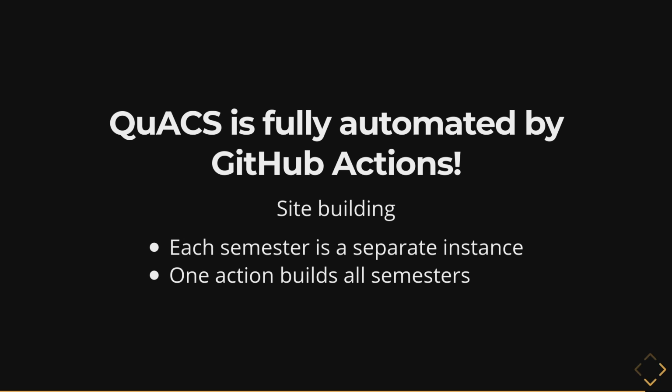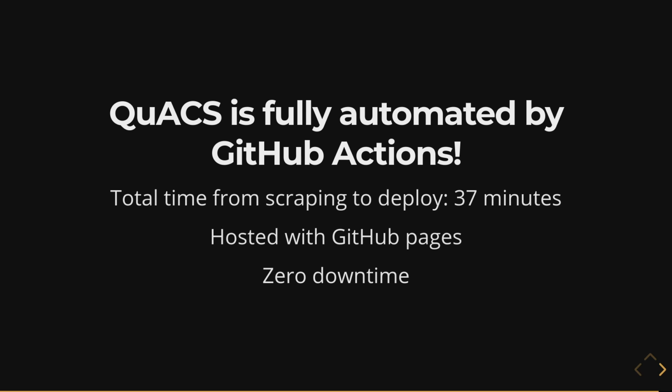So we have one script which builds all of these semesters together, just one after another, and then pushes to GitHub Pages, which is where we have our site hosted. The total time to scrape and deploy is a bit under 40 minutes. And because we are hosted on GitHub Pages, we don't have to worry about a server, and we have 0 downtime.